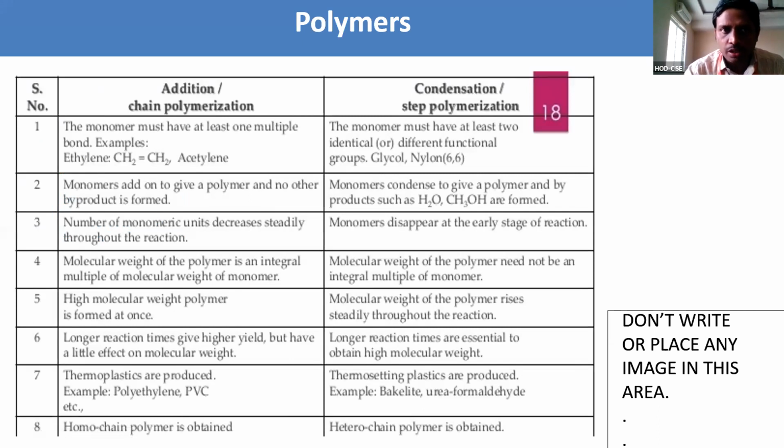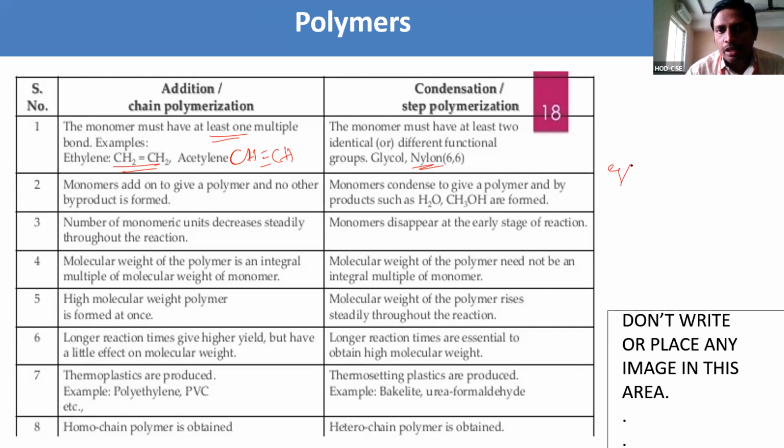Okay, monomers must have at least one multiple bond, which is nothing but addition. Example, we have taken ethylene. It contains a double bond. Acetylene is CH triple bond CH. It is the at least one multiple bond. Multiple bonds means more than one bond. Here it has two identical or different functional groups, like nylon 6, for which you already have the example.